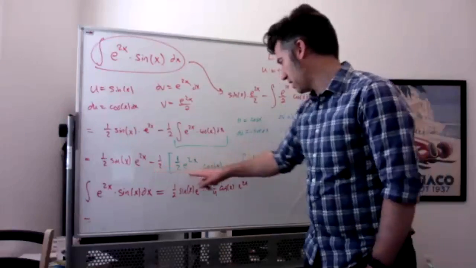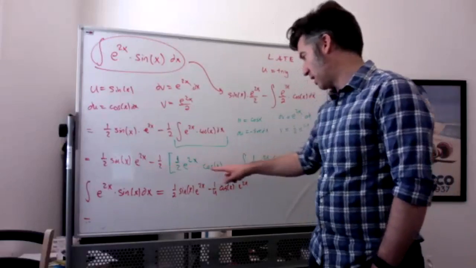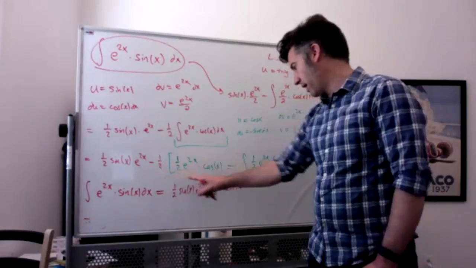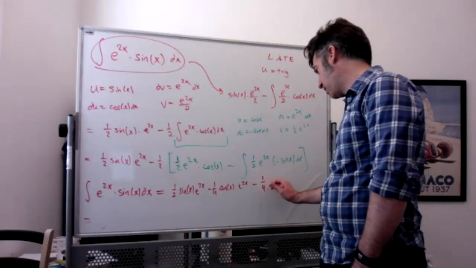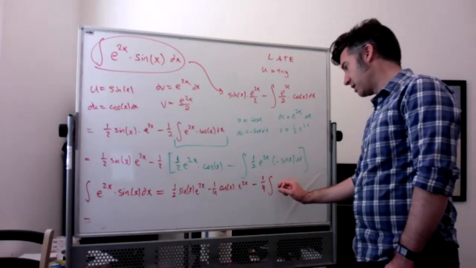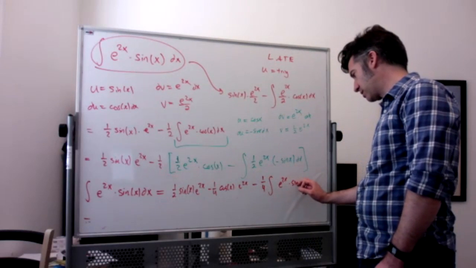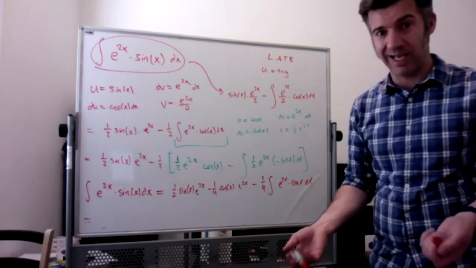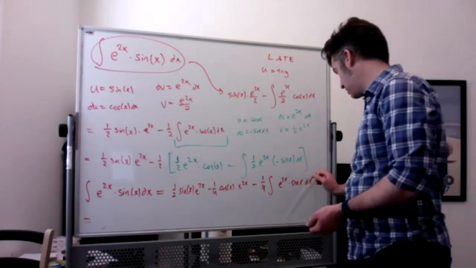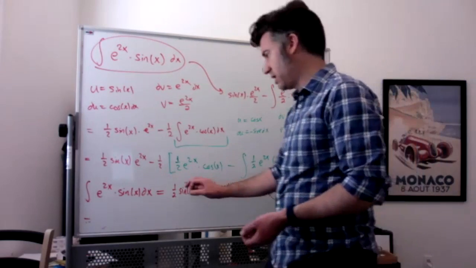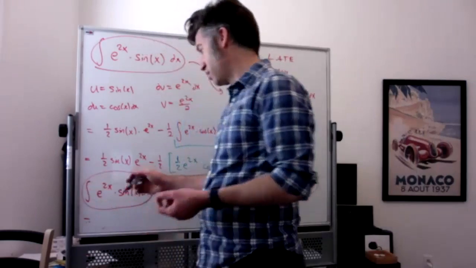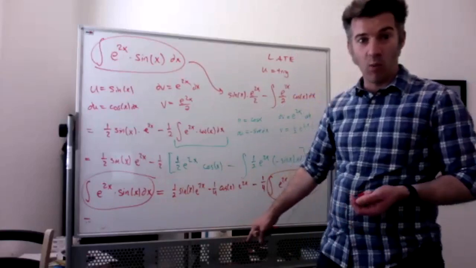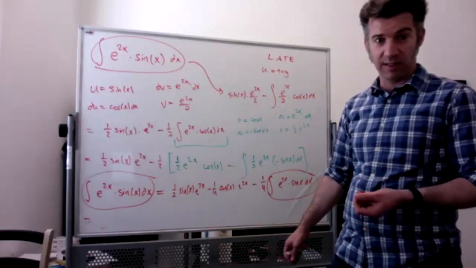And then this times this is going to give me a minus times a minus times a minus. So it's going to be a minus 1/2 times 1/2 is 1/4. The integral of e to the 2x times sine of x. So look, I did integration by parts twice, and I got back to where I started. This integral here is the same as this integral here. So what I'm going to do, I'm going to add all of this over there. So I'm going to add 1/4 of the integral of e to the 2x sine of x dx.